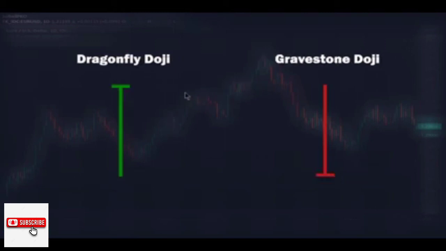Dragonfly doji and gravestone doji. Dragonfly doji is similar to cross doji, but here we don't have an upper shadow. Actually, the open, close, and high are equal. And gravestone doji is similar to inverted cross doji, but here we don't have a lower shadow, and the open, close, and low are equal. The interpretation, nature, and signals of dragonfly doji and gravestone doji are exactly similar to cross doji and inverted cross doji, so I don't repeat it here again. The only difference is that dragonfly doji and gravestone doji are more significant, and they are actually considered the ideal version of the cross doji and inverted cross doji.